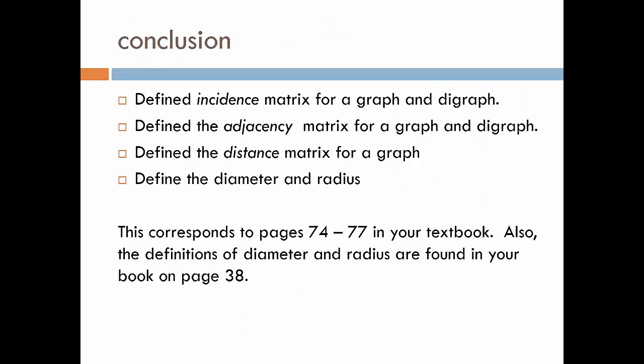So we've defined the incidence matrix, the adjacency matrix, and the distance matrix, and used that distance matrix to help us calculate the diameter and the radius. The diameter and radius definitions are found on page 38, and the rest of this material is in your book on pages 74 through 77.